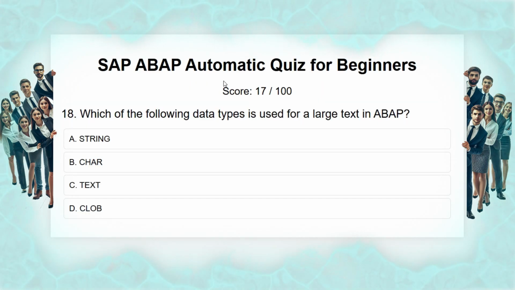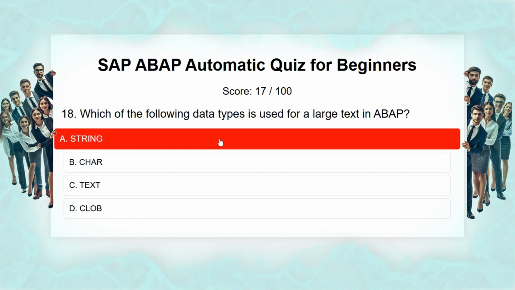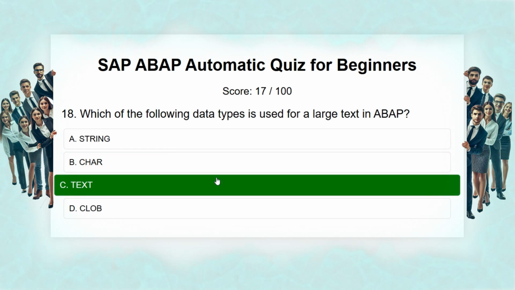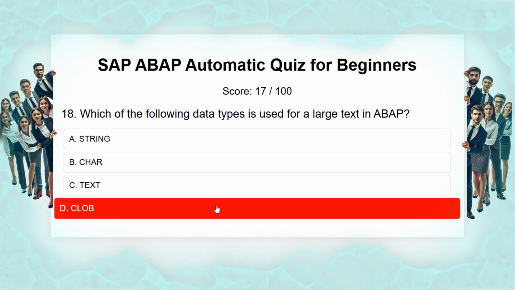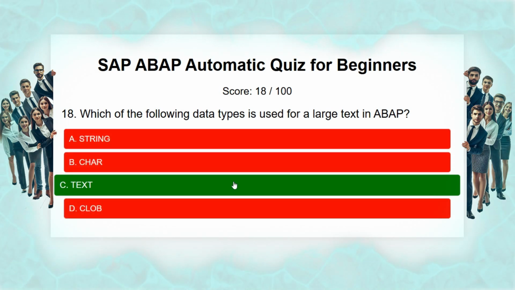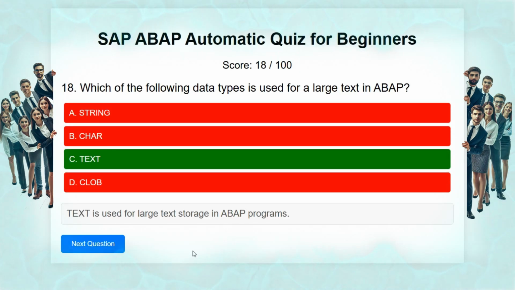18. Which of the following data types is used for a large text in ABAP? A. String. B. Char. C. Text. D. CLOB. Correct answer. Text is used for large text storage in ABAP programs.